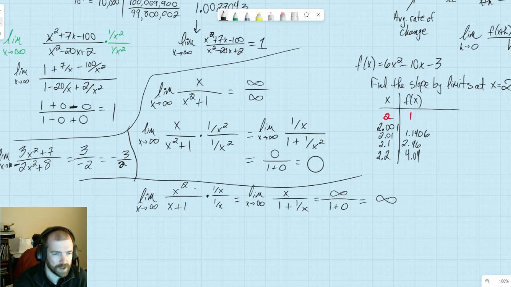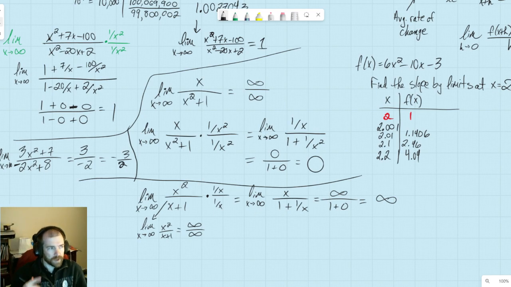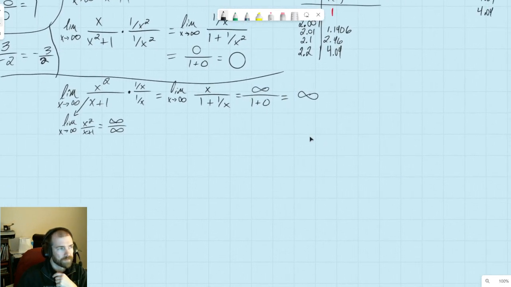Again, x squared over x plus 1, if we take the limit as x goes to infinity and then just do direct substitution, we still get infinity over infinity. It's the same as the other two up above, but when you think about it a little bit more, it turns out that the numerator is going to infinity faster than the denominator. This is where we get something called the hierarchy of functions.